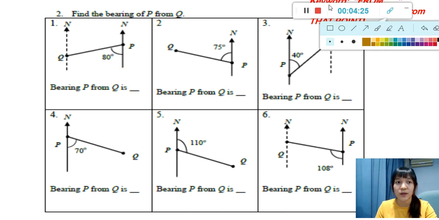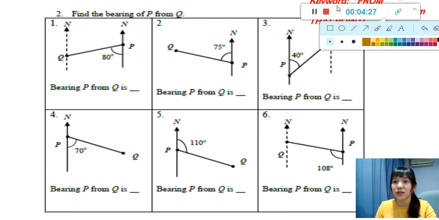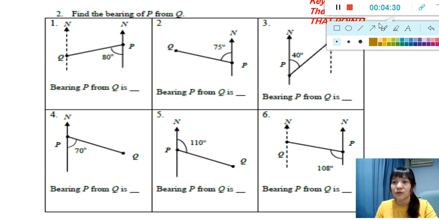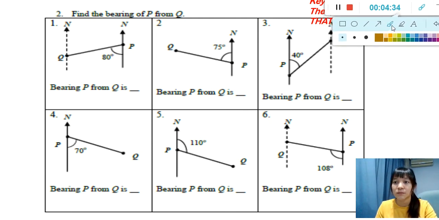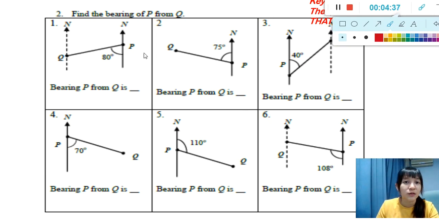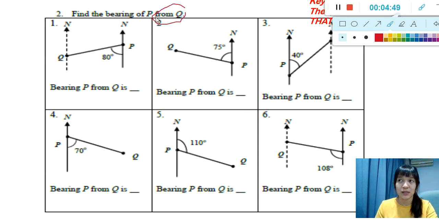Going to erase off. So we are going to do exercises from your notes here. Keyword, you have to look for your P. Look for the keyword from. Find the bearing of P from Q. So each question here asks you to find the bearing of P. Bearing, what does bearing mean? It is the compass angle, meaning that you are holding a compass and you want to find the location of P from your compass. But where are you standing? You are standing at Q.